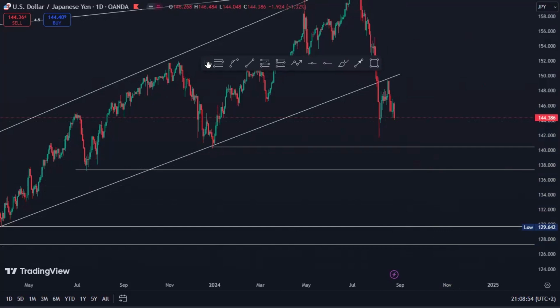So it depends whether it's an uptrend or a downtrend. If it's a downtrend like this one, when the market approaches that area, it must buy. When it's an uptrend and approaches that, it must sell. So that's what it is.